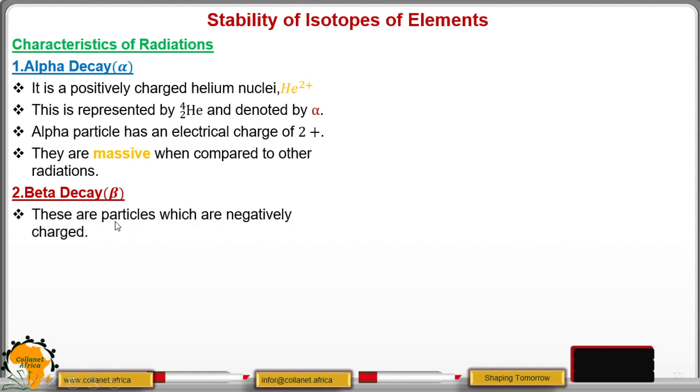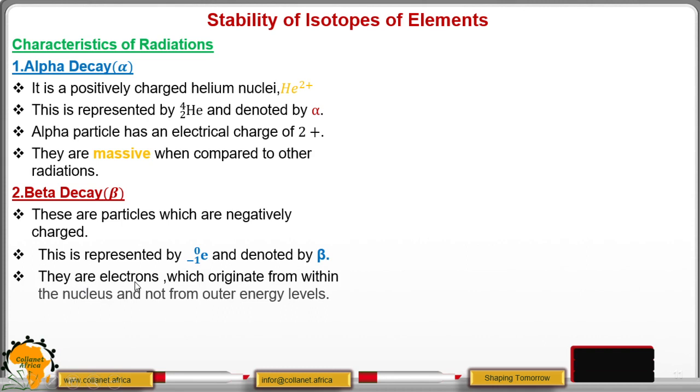Now these are particles which are negatively charged, and they are represented by an electron, as you can see, and denoted by beta. Now they are electrons. In other words, we are saying they are electrons, but these electrons originate within the nucleus, not from the outer energy levels. Remember, at the first we talked of chemical reaction. The chemical reaction happens because of valence electrons that are in the energy level. But now the electrons that we are talking of, they are not coming from the energy levels. They are originating from the nucleus.